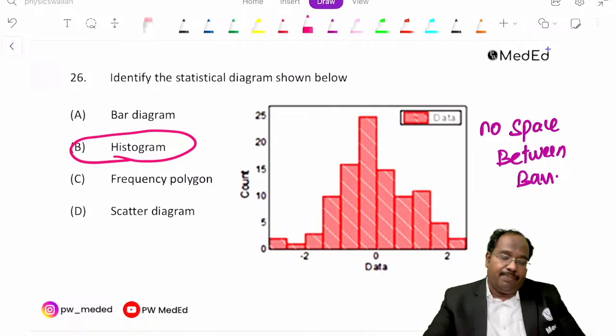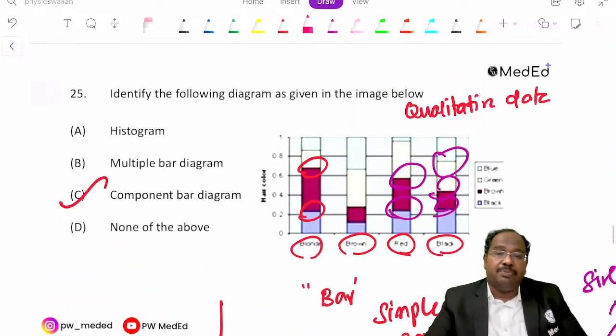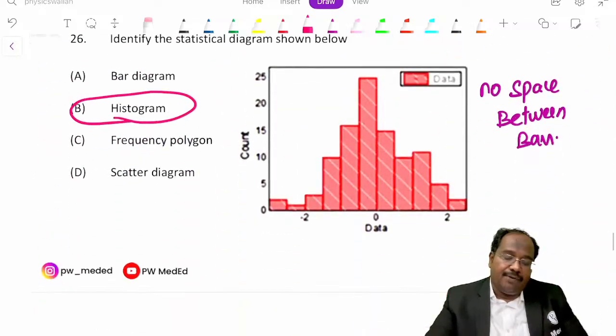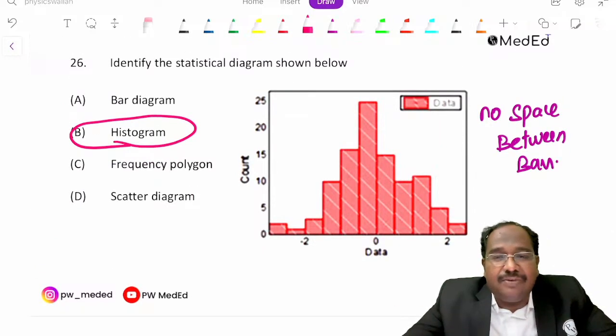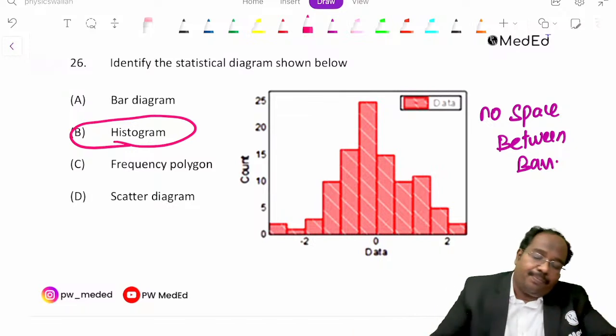Look at the previous chart. There we had space. Here we don't have space. This is a histogram. Histogram means there will not be any space between the bars.